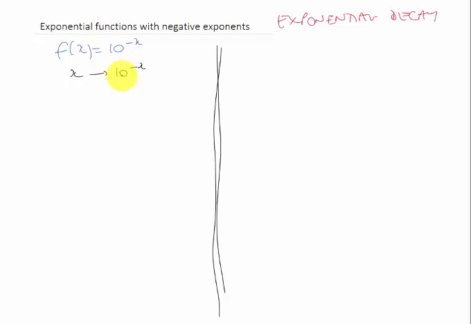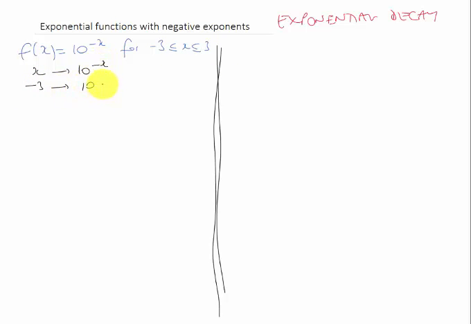So let's do it for numbers between minus 3 and 3. So minus 3 would give us 10 to the power plus 3. We've already got a minus, we've got another minus, that makes plus, so that's 1,000.